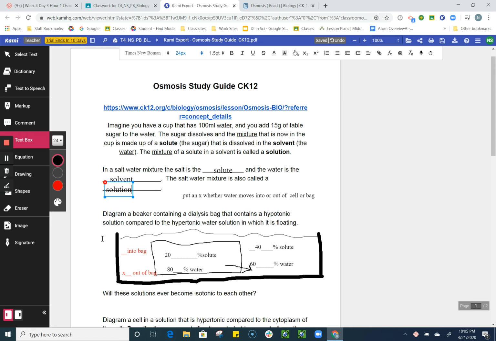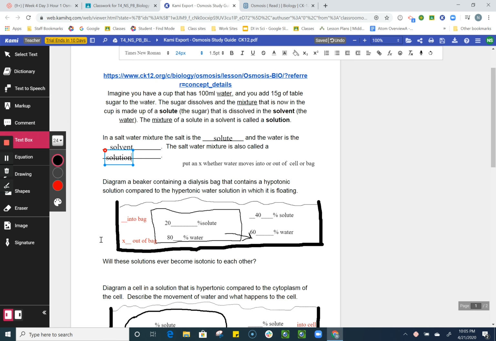Okay. So here, originally, when I put this worksheet out, we would have been doing this in class and I would have had you draw the images, but I know it's a bit much being at home trying to figure all this out, so I drew some images for you. So this is a beaker, and it doesn't look like a beaker, I had to make a container that was big enough to put all the writing and stuff in. So diagram a beaker containing a dialysis bag that contains a hypotonic solution, which means if it's hypotonic inside, it has less solute than the outside.